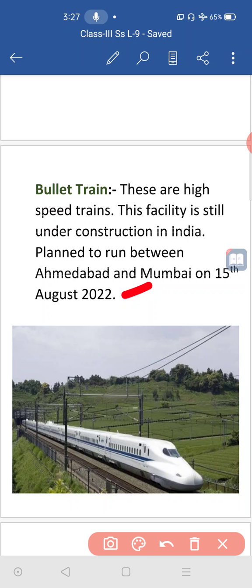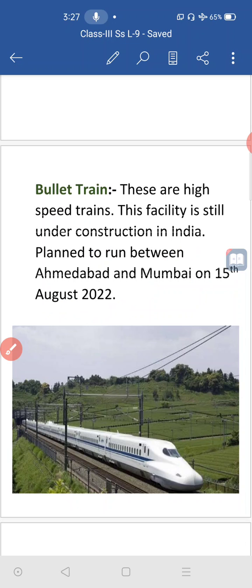When will the first bullet train run in India? It will run on 15th August 2022. The first bullet train will run between Ahmedabad and Mumbai on 15th August 2022. Okay, it has been planned. It means after 2 years it is going to run. So with the help of Japan's technology, we are going to have this facility in India. Japan is helping us in this regard.